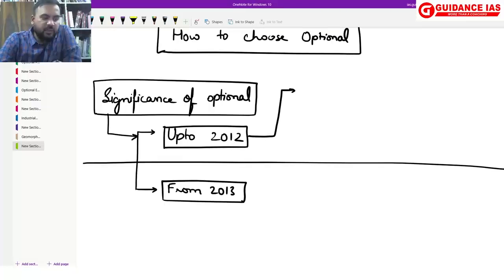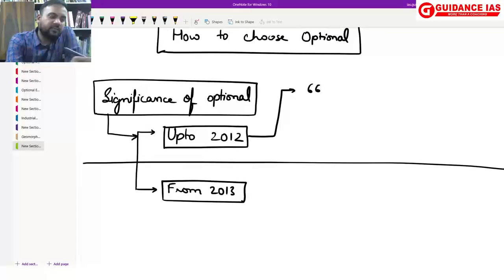Why I am saying this? Because if you go back till 2010, optional was also there in your prelims. One optional you had to choose as a part of your prelims as well. So it had a huge role to play in your prelims selection. In mains, you had to choose another optional. So two optionals had to be taken.